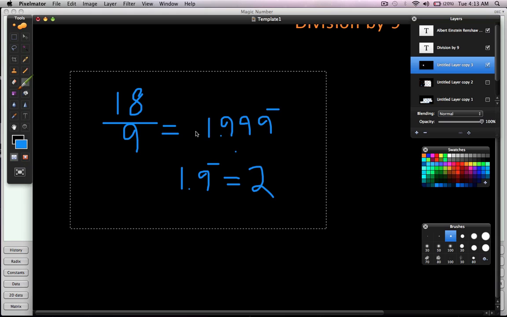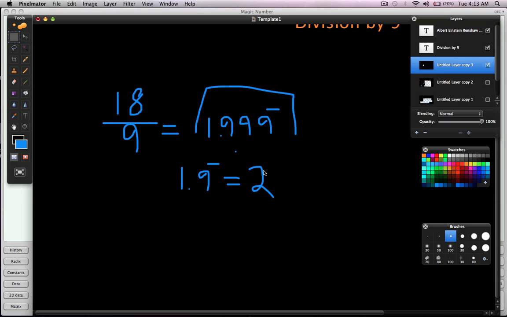So, back to the example I was saying, 18 divided by 9 is 1.9 barred, which is 2. So if you are trying to do head math, don't forget that if you write 0.9 barred, just replace it with 1 greater.